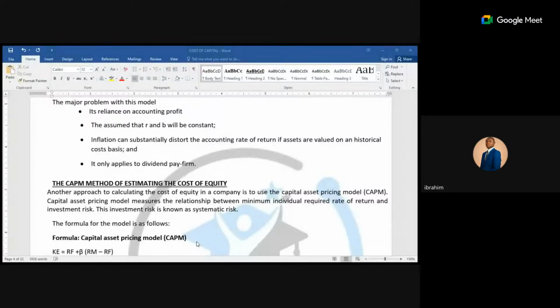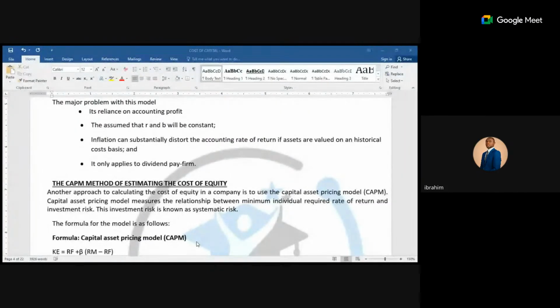Right? You are expecting it and something comes up again. Class, am I communicating? So the capital asset pricing model is just trying to explain that it's a method of estimating cost of equity. However, it measures the relationship between what you are expecting and the investment risk. You are expecting something. There will be a risk that will affect that investment.